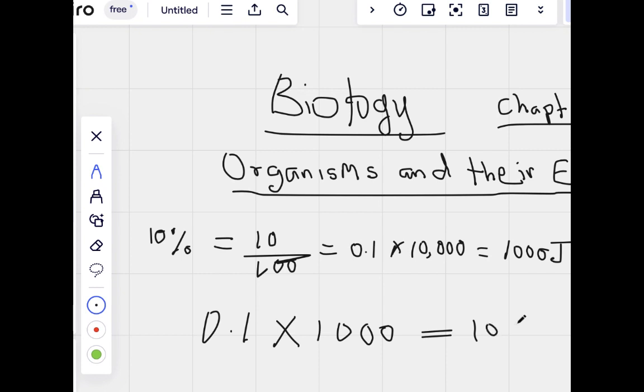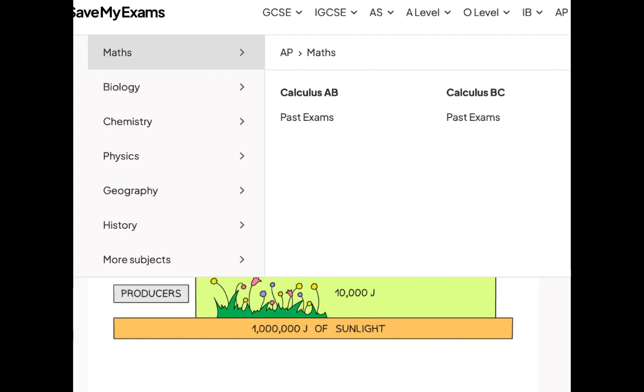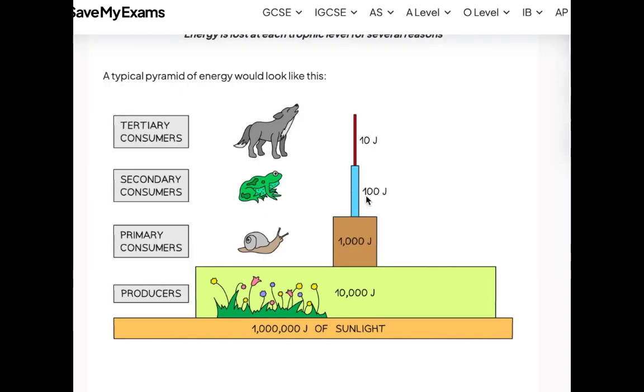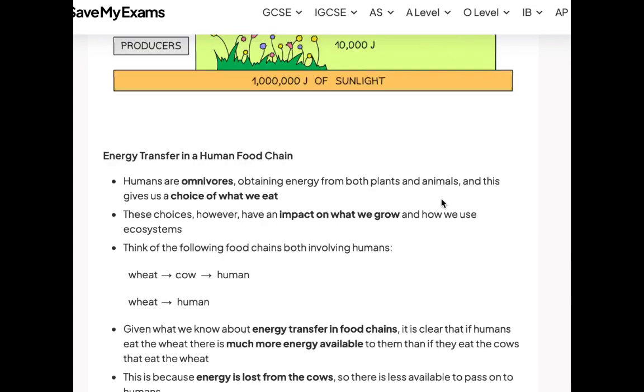So the energy that is available to the secondary consumer is only 100 joules. If you look at the pyramid of energy, it will be 100 joules only. And similarly, find 10% or 0.1 of 100, you get 10. So the tertiary consumer will only get 10 joules. Okay? So let's move on quickly to save time.